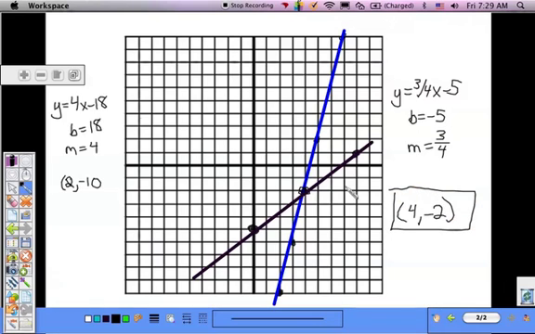I always like to double check as well. I take that solution and I plug it back into our original equations. Does our y value of negative 2 equal 4 times our x value of 4 minus 18? Well, yes, that one works. And we can double check our second one. Does negative 2 equal 3/4 times 4 minus 5? And it works in that one as well.